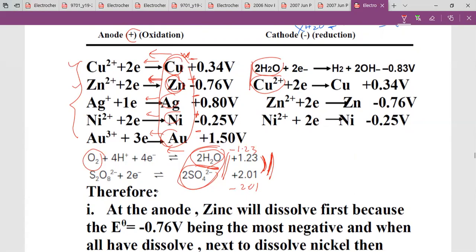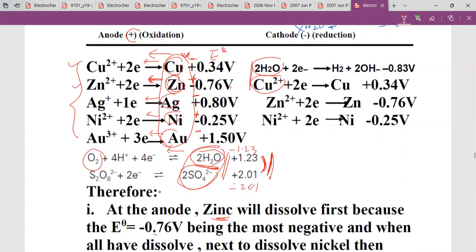Because for zinc to be oxidized, I need positive 0.76. But for water, I need negative 1.3. That means by itself, zinc will automatically go into the solution because it's very easy. It's positive, it's feasible. So the first thing, of course, is zinc here at the anode, zinc will dissolve, because the anode is the most negative, since this is all positive now.